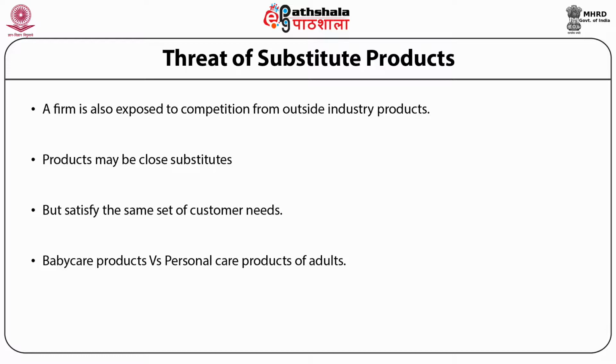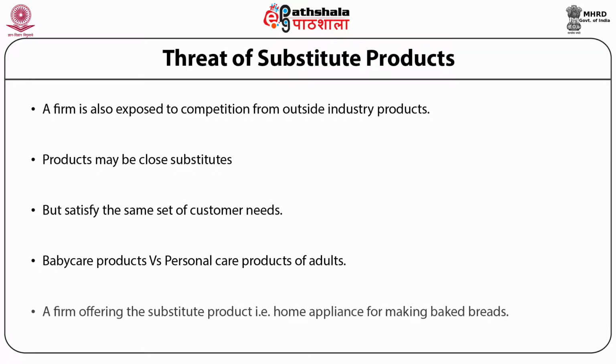Quoting another example of recent happenings, where the bread makers were charged with allegations about the presence of carcinogenic chemicals in the product, the firm offering the substitute product, that is, home appliances for making baked products at home, left no stone unturned to avail this opportunity. It posed a serious threat to the bread manufacturers. The company Glen advertised its product in the local newspaper to boost its sale.